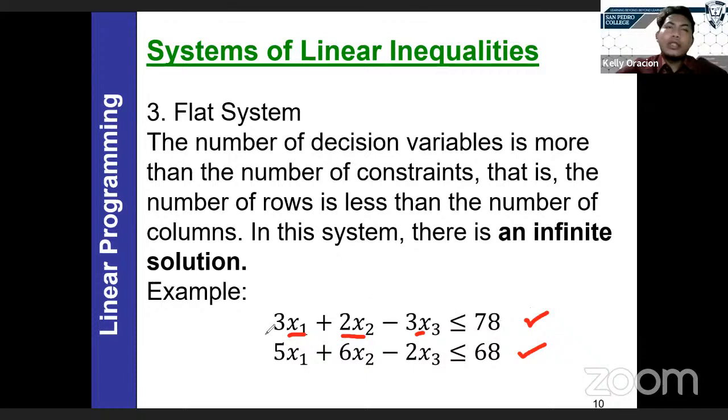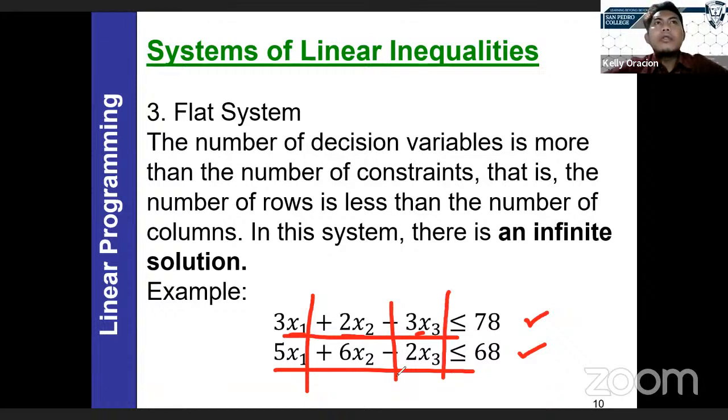So there are 2 rows here, no? Only two rows, one and two. Meanwhile, for columns, there are three: 1, 2, 3. There are 3 columns. So this is an example of a flat system. And take note, in the flat system, there are infinitely many solutions.